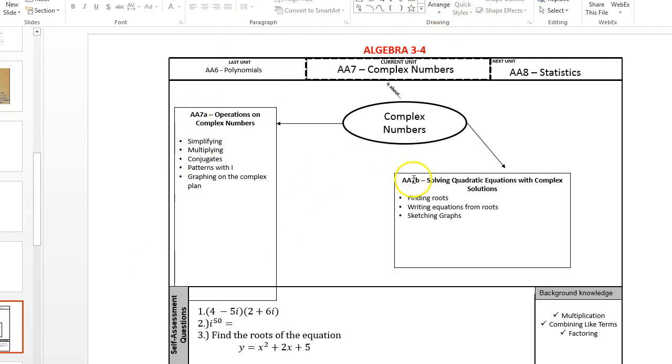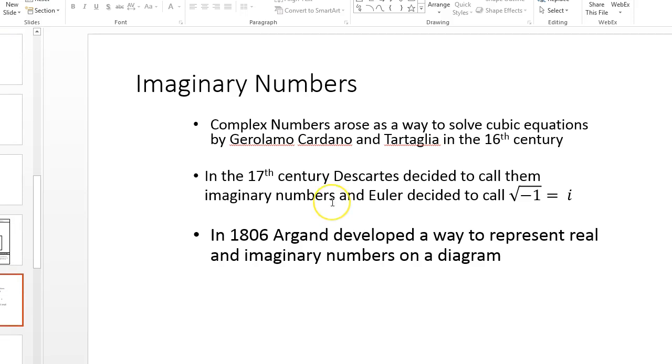we're going to talk about finding roots, writing equations from roots, and then sketching graphs. And eventually you'll understand in this learning target right here, AA7B1, why we need complex numbers. But right now you're just going to learn about a new number system. Okay, so let's talk about imaginary numbers.